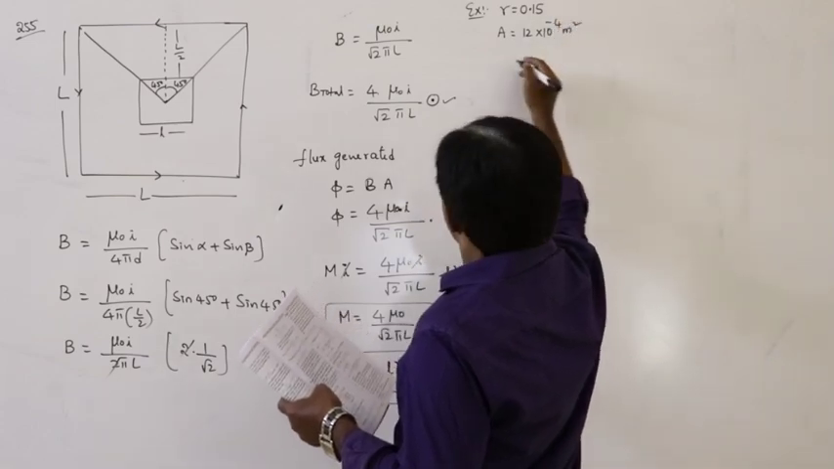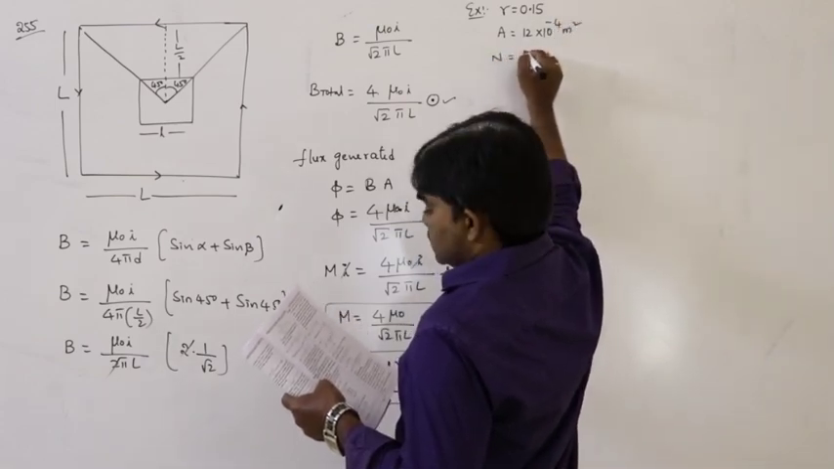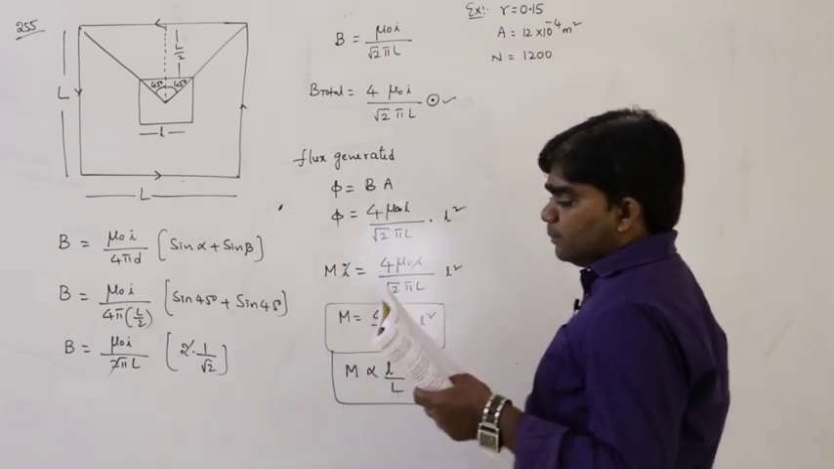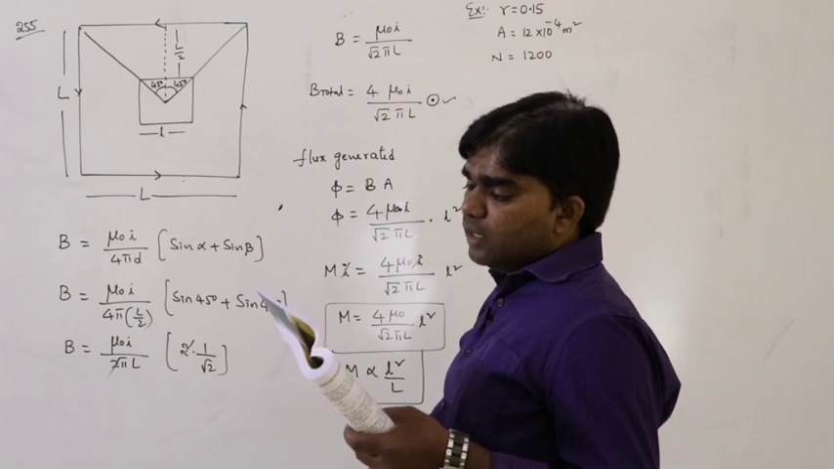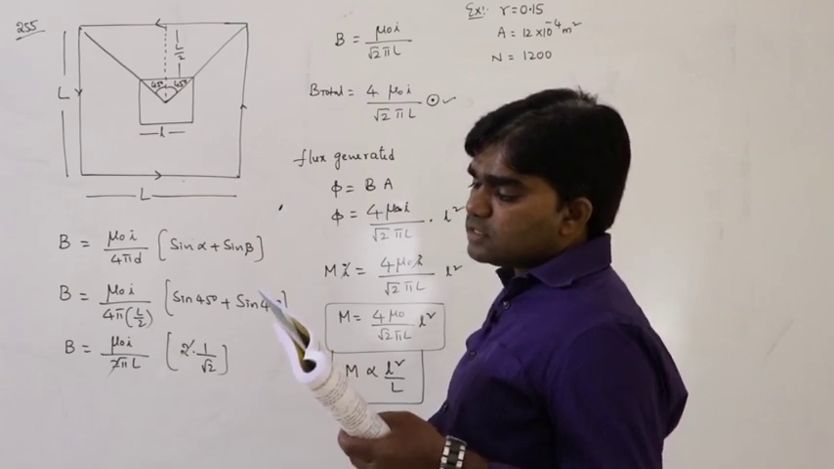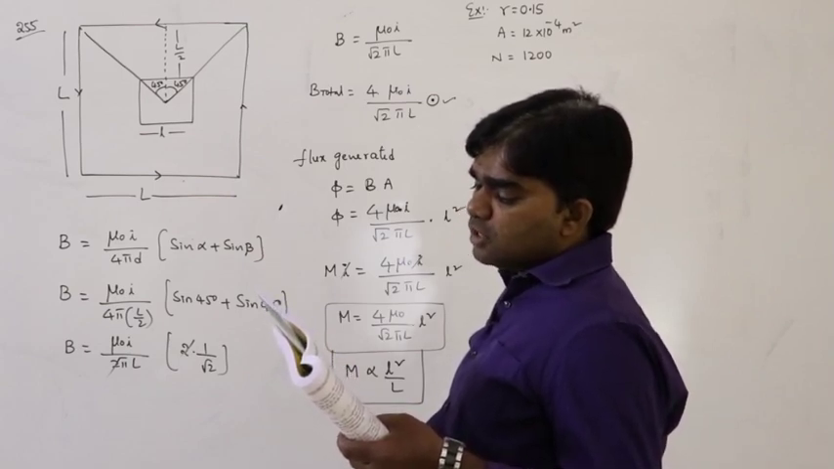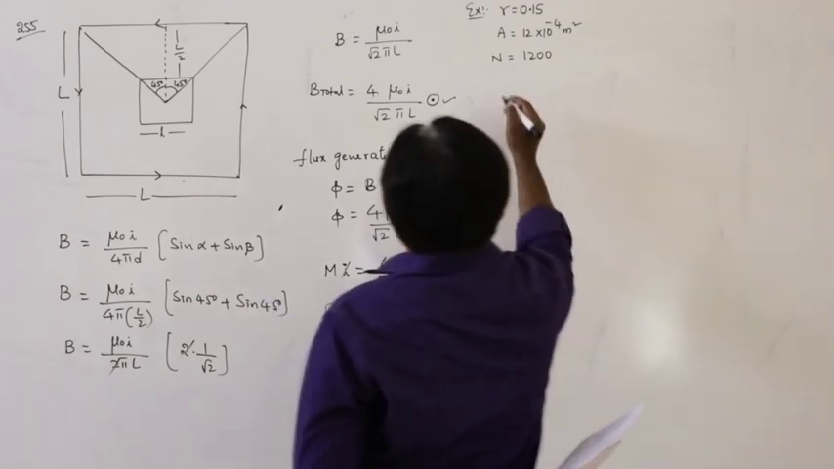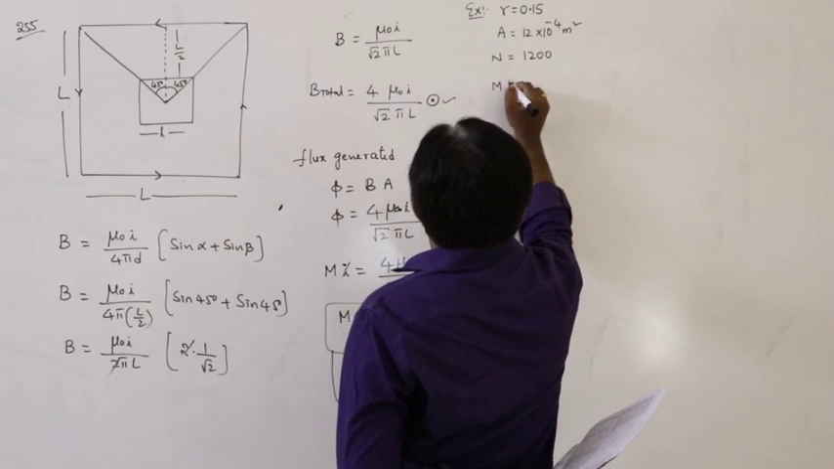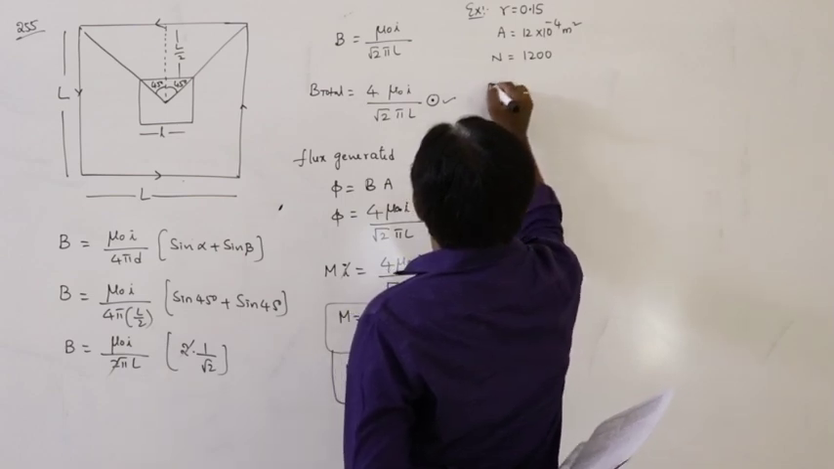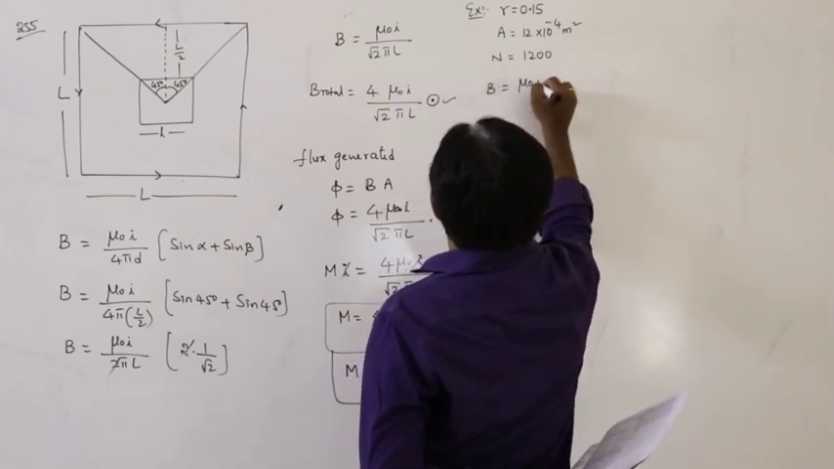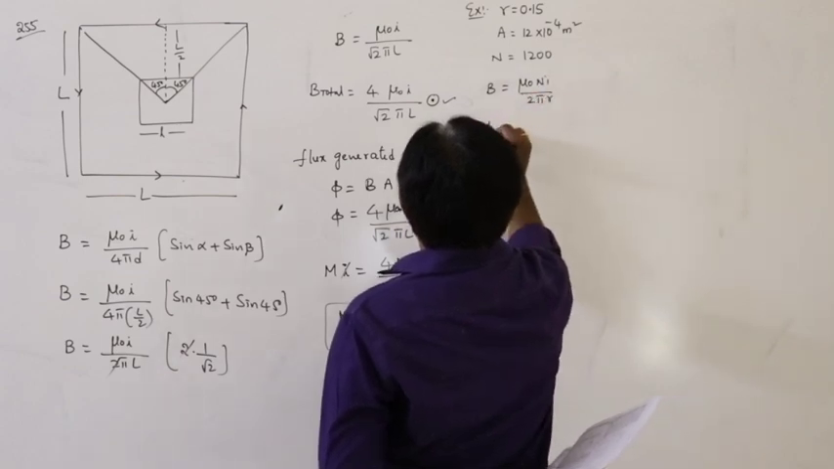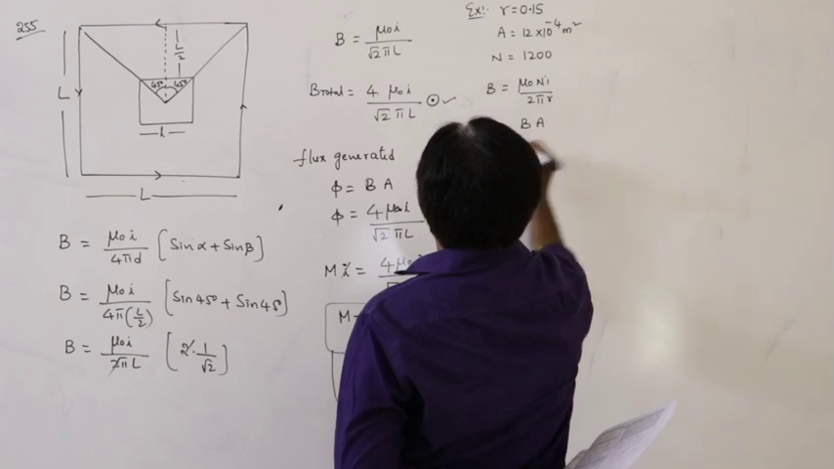Very good, in meter square. Number of turns is equal to 200. Obtain the self inductance of the toroid. Ignore the field variation across the cross section of the toroid. First we have to calculate the self inductance. So what is the magnetic field due to the toroid? B is equal to mu naught N i by 2 pi r. So flux generated is equal to B A.